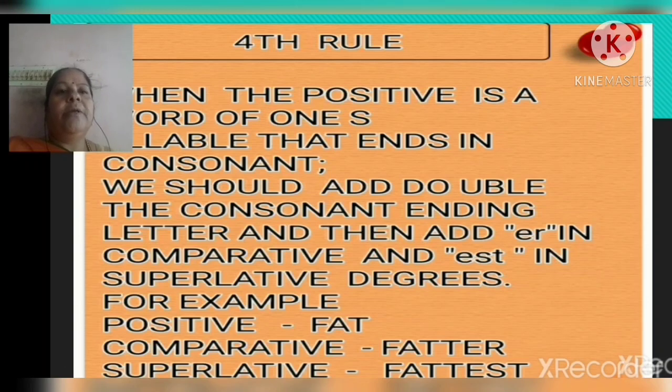Fourth rule: when the positive is a word of one syllable that ends in a consonant, we double the ending consonant and then add er in the comparative and est in the superlative. For example, positive: fat. A is a vowel and the end is a consonant letter. So it doubles in the comparative degree, fatter. In the superlative degree it also doubles and we add est, fattest.